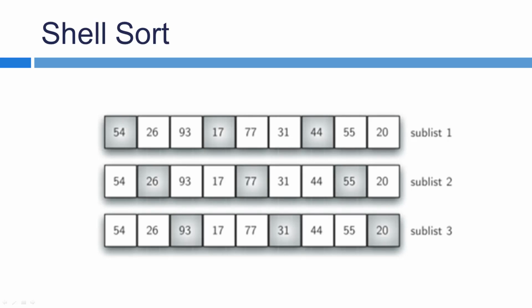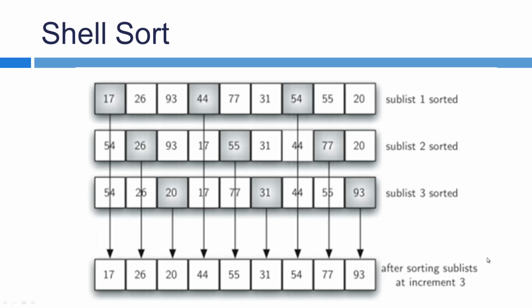If we look at this figure, this list has 9 items. If we use an increment of 3, then there are 3 sublists, each of which can be sorted by an insertion sort. After completing these sorts, we get the list shown in the next figure. Although this list isn't completely sorted, something really interesting happens. By sorting these sublists, we've moved the items closer to where they actually belong. Let me show you what a final insertion sort using an increment of 1 looks like.